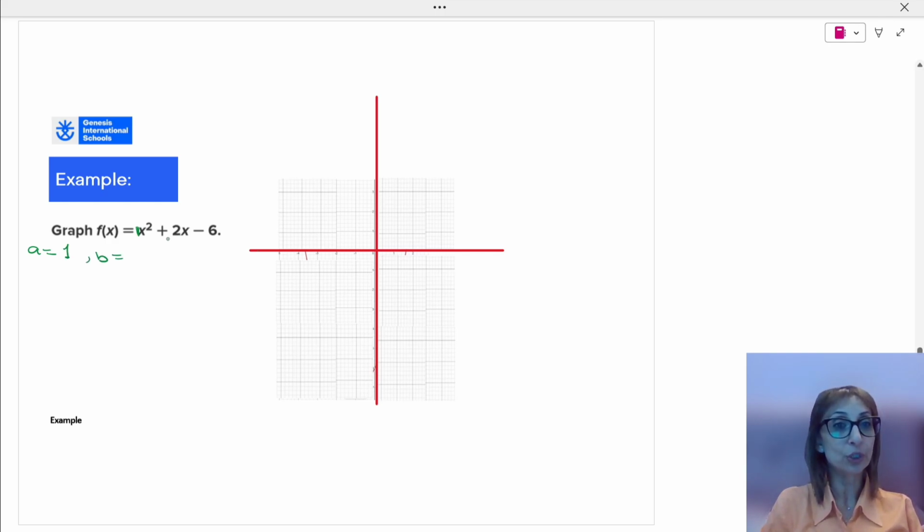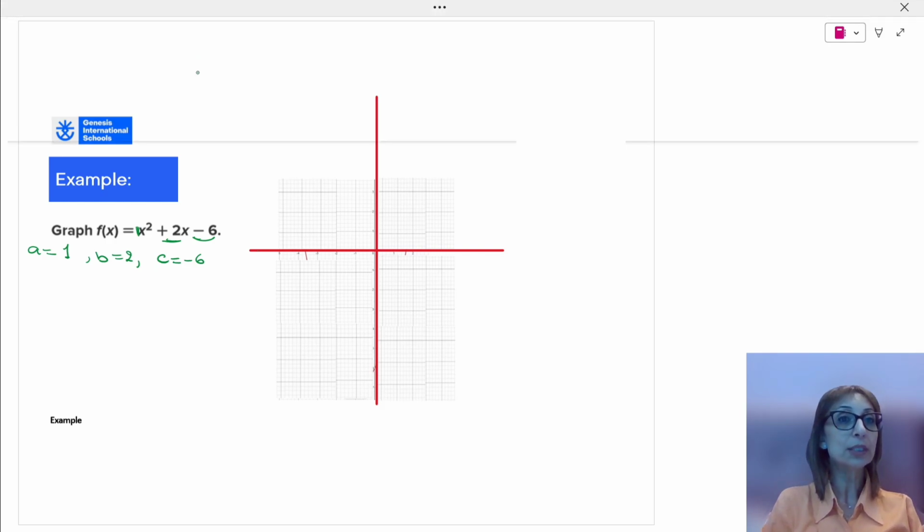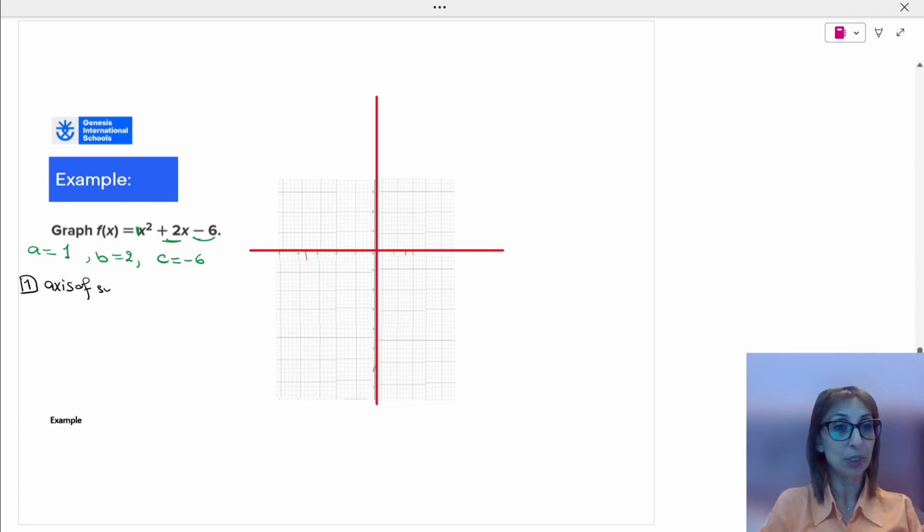While b is the coefficient of x and it is positive 2, and c is the constant and it's equal to negative 6. Now let us do the same steps that were in the first slide. So the first step is to find the axis of symmetry. And the axis of symmetry equals negative b over 2a. In our example here, negative b, which is negative 2, over 2a, that is 2 times 1. So negative 2 over 2 is negative 1.